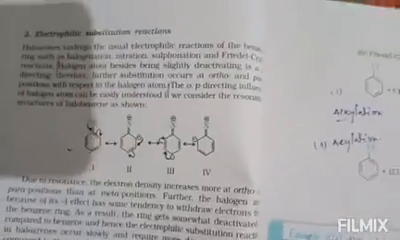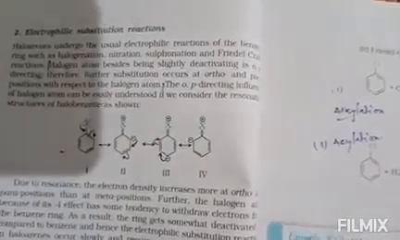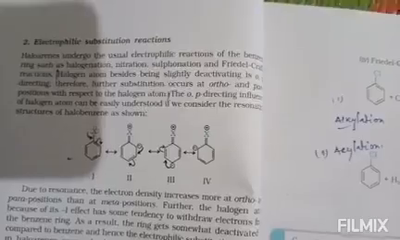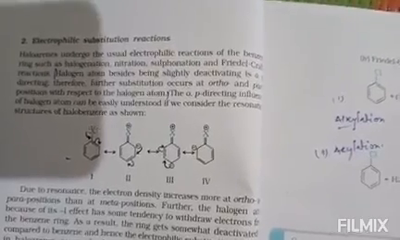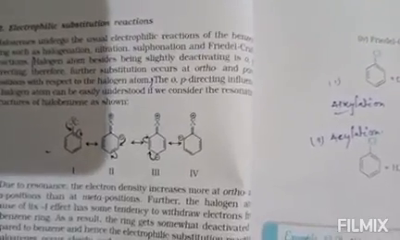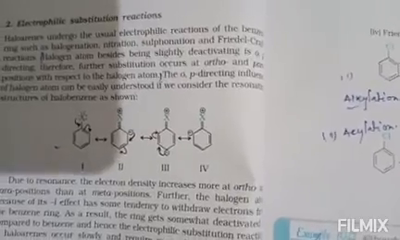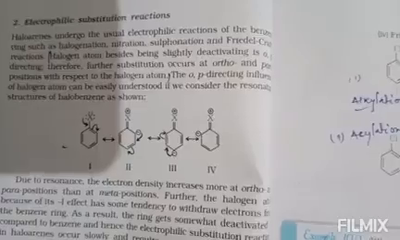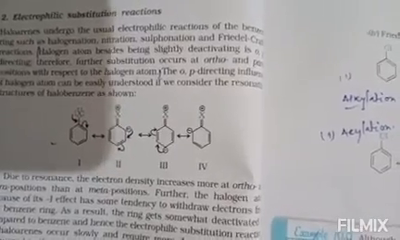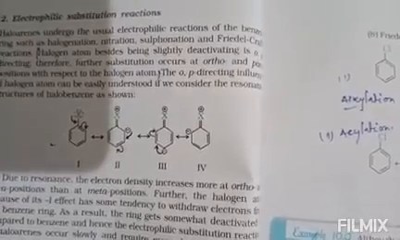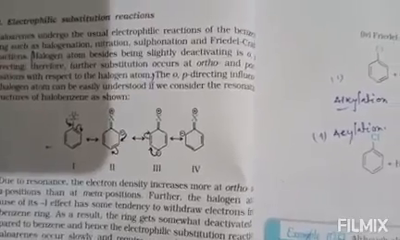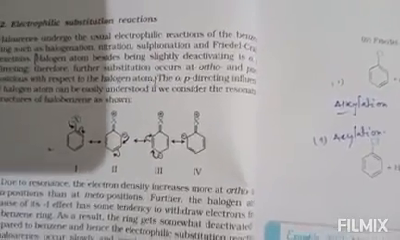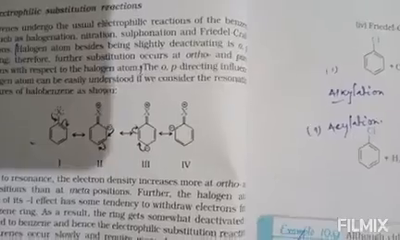By seeing this resonance, we can ask this part also: why are halogens ortho-para directing species in haloarenes? So first, resonance itself is there. Ortho and para positions will have more electron density, so electrophilic particles will be easily attached here.